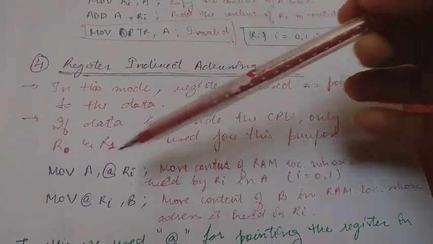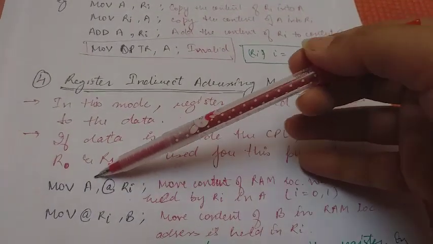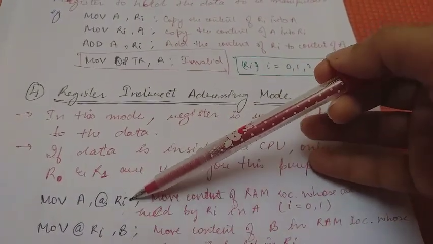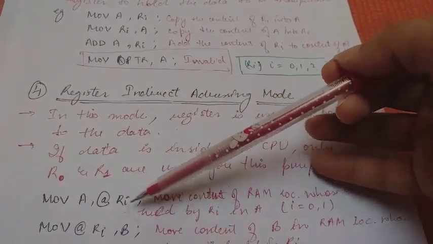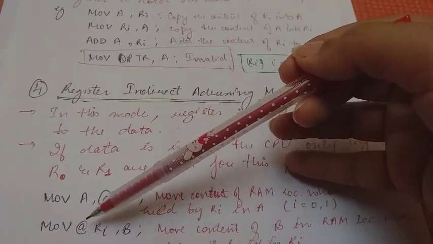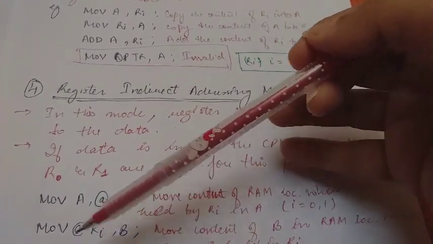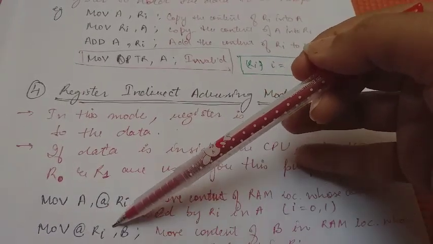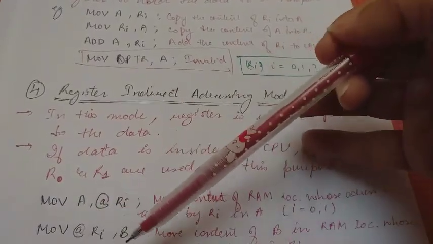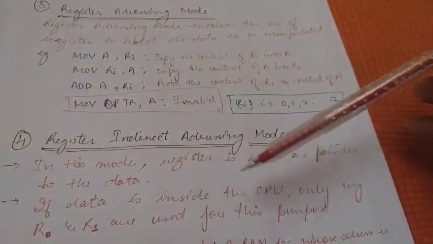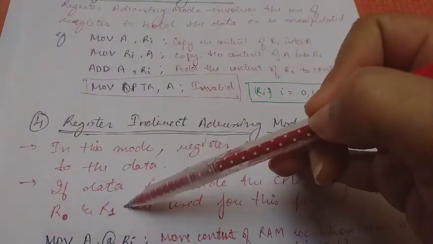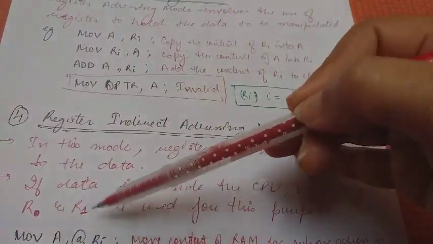Like we have a source operand and a destination operand. Always, the operand which is connected with the @ sign is where the address is stored in which we want to store the content of the accumulator. Here we are moving the content of Ri into B. Ri is the place where the address is stored, the address we have to go to in order to move the content into B. If the data is inside the CPU, only registers R0 and R1 are used for this purpose.